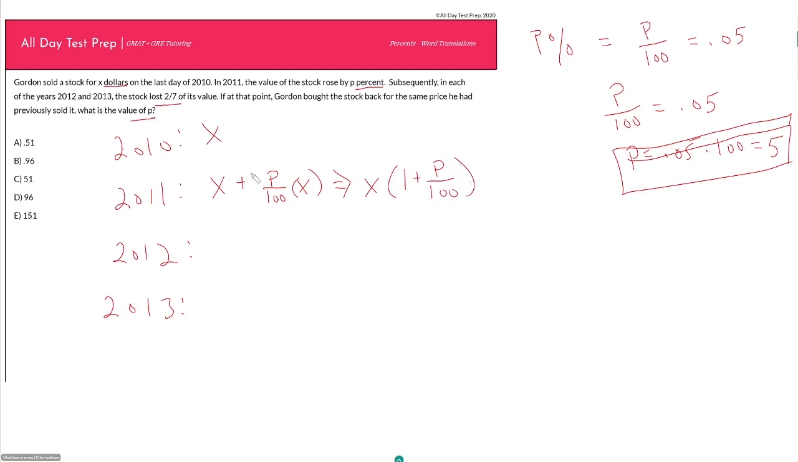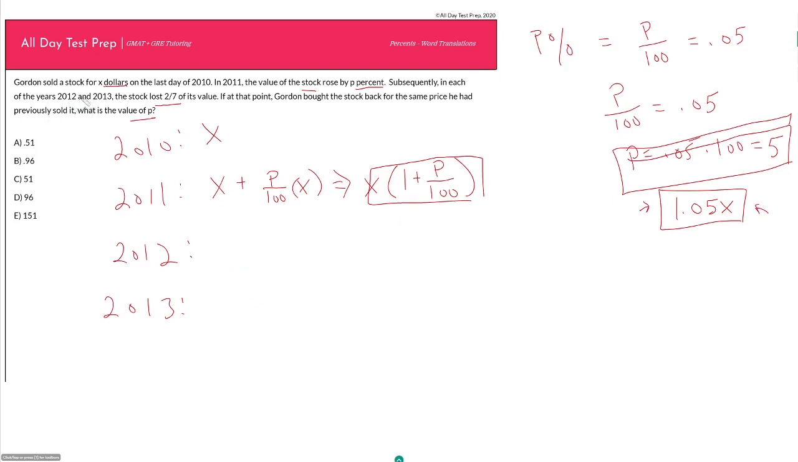And so if we go back to our example, if P were equal to 5, in 2011, the value of the stock rose by P%. That means our stock should be worth, if it rose by 5%, it should be worth 1.05 X. And here, if we plugged in 5 for P, that is what we would get. So I like this format here because it looks sort of like this format here, which is how I am used to thinking about percent increases when I am given the numbers.